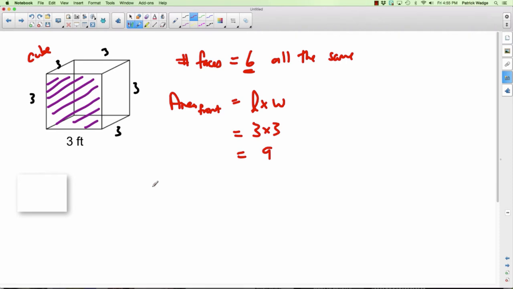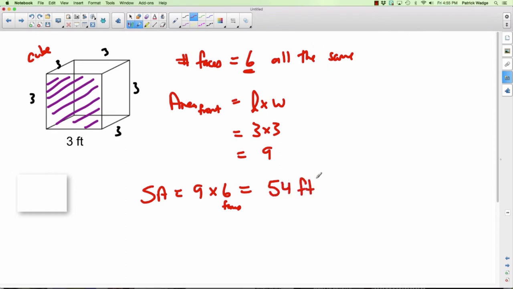Now, we want to get the surface area, though. So if this face, the purple one, has an area of 9, and there's six faces that all are exactly the same size, we just take our 9 and multiply it by six faces. I'll put six faces here because they're all the same. And you get 54 feet.